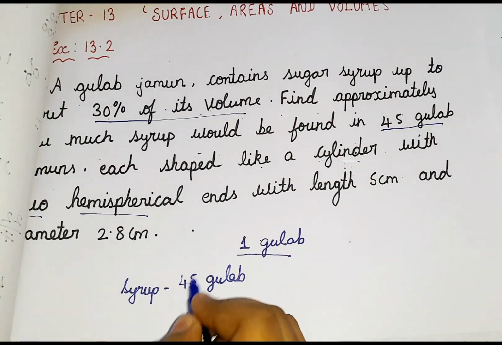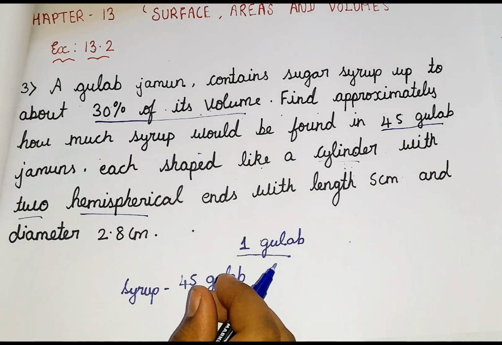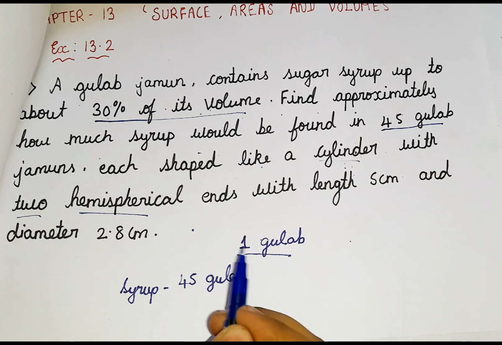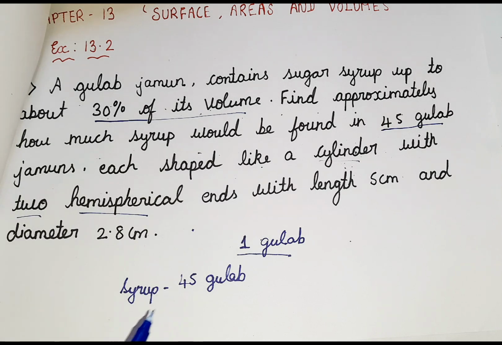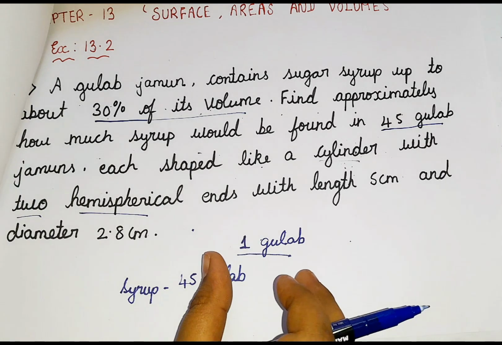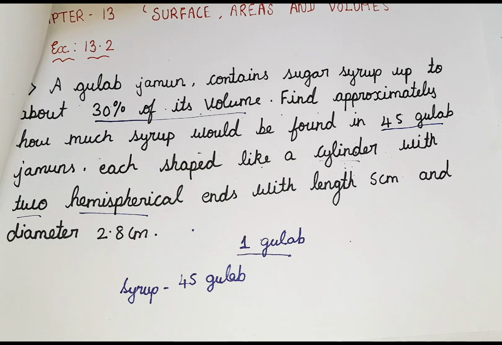Because we want to know how much syrup is there in 45 gulab jamuns, right? To find this only, we just found 1 gulab jamun syrup. Because it is literally hard to find for 45 gulab jamuns. If we get to know for 1 gulab jamun how much syrup is there, then it is literally easy to find how much syrup is there in 45 gulab jamuns. How? After finding how much syrup is there in 1 gulab jamun, we can actually multiply with 45.